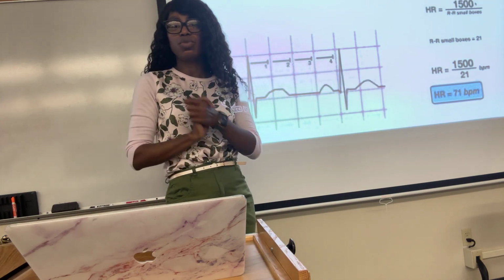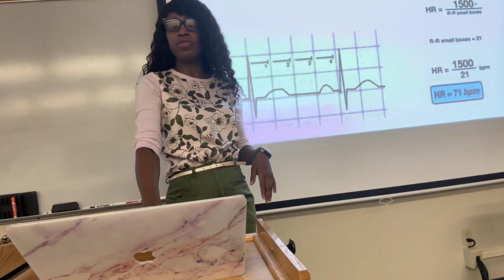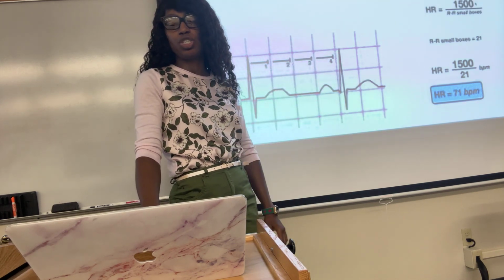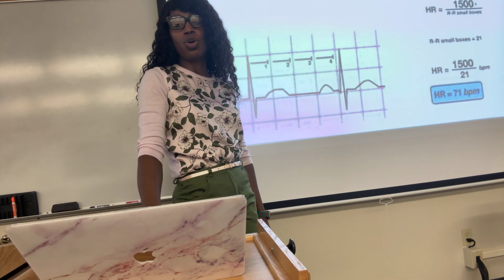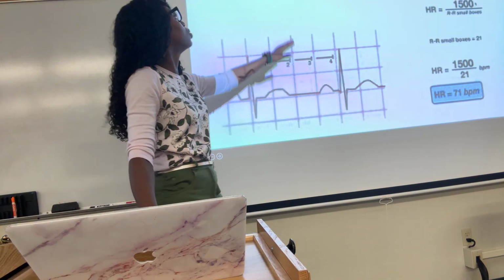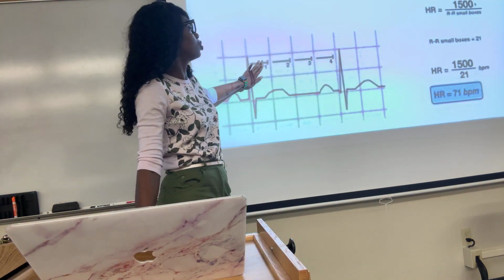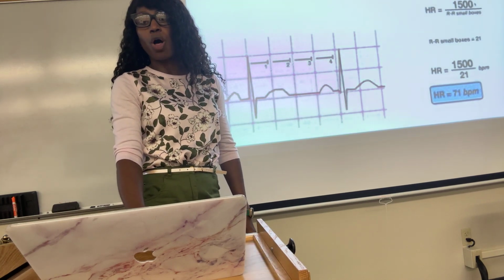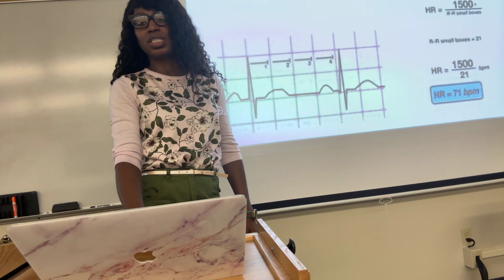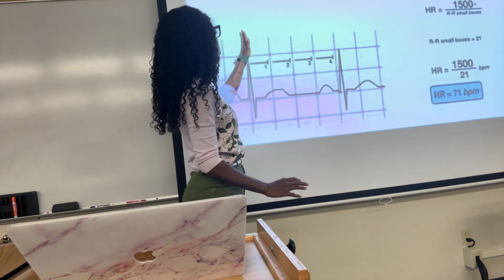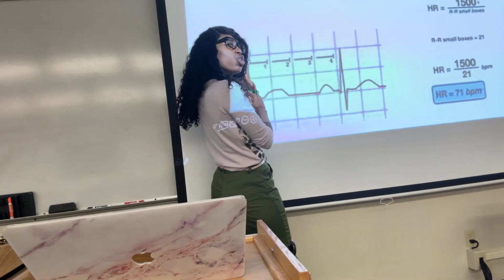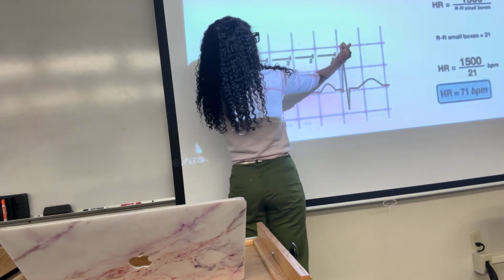So what is the rule of the 1500? So the 1500 method, first, again, you decide which peak is the best to choose. You find a peak that is on one of the solid lines. So let's say we find that one and we bring it down. So this is it right here. Then count the number of small boxes between two successive R waves. So you find the one that's on the line and then you get the one next to it. We usually go forward and not backwards. So we get to the next one.